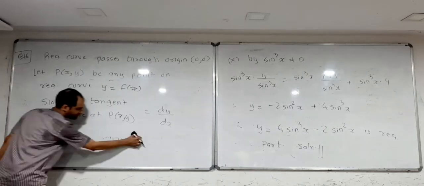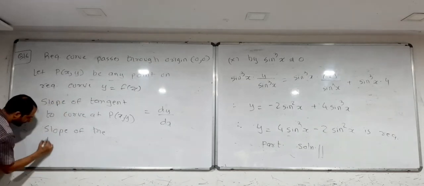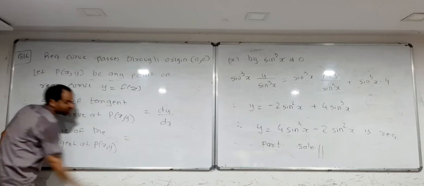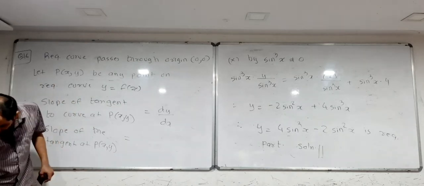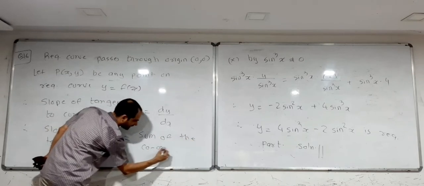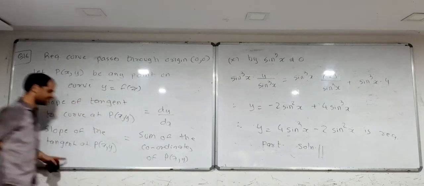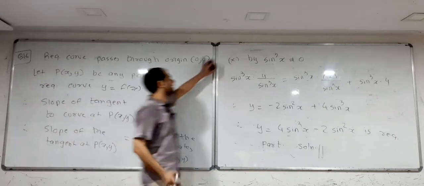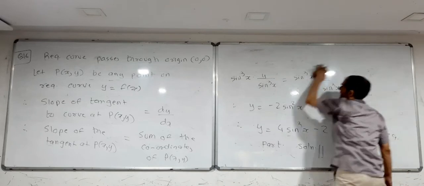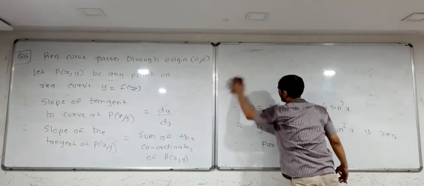Slope of the tangent at P(x,y) is equal to the sum of the coordinates of P(x,y). This is given. So you don't need to write this in the exam; you should directly write: let P(x,y) be the required curve passes through origin. Then write: let P(x,y) be any point on the required curve.